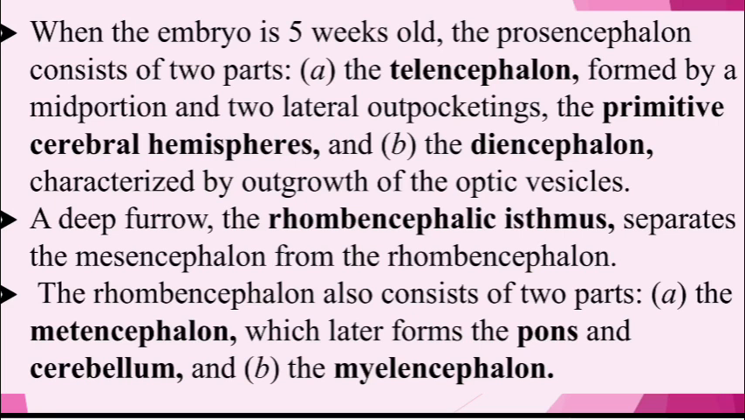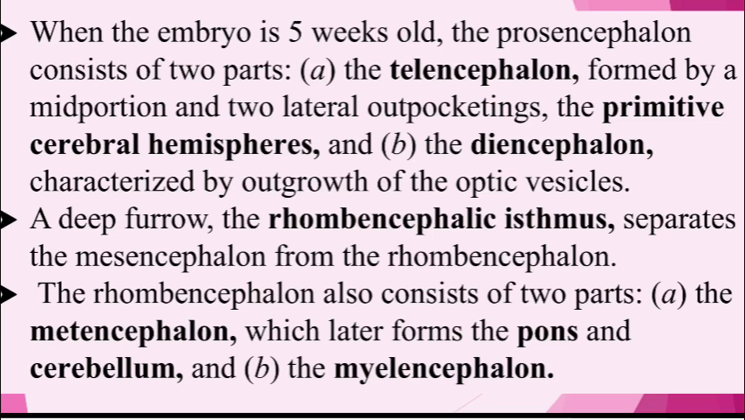You have a deep furrow, the rhombencephalic isthmus, which separates the mesencephalon from the rhombencephalon. The rhombencephalon also consists of two parts: the metencephalon, which later forms the pons and cerebellum, and the second part, the myelencephalon. The boundary between these two portions is marked by what we call the pontine flexure. Flexure is like a bend.